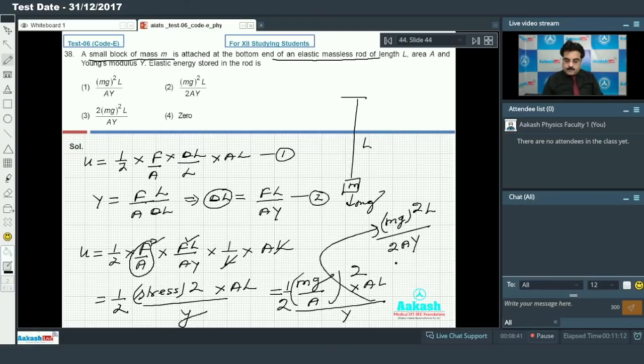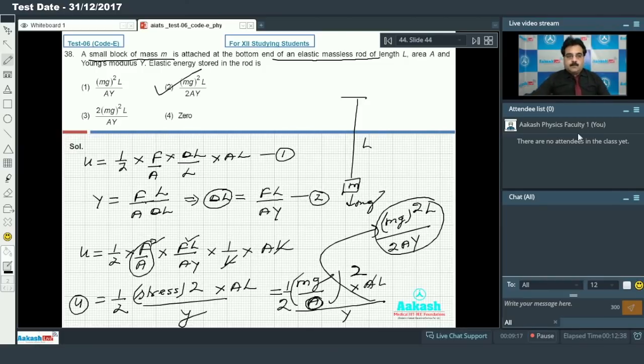area and Young's modulus, because this area cancels with this area. Since the area has a whole square, one area will cancel here. So I have m squared g squared L upon 2AY. So this is the final energy stored in the rod. So we can say my option number 2 is correct.